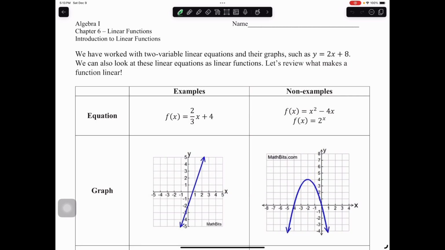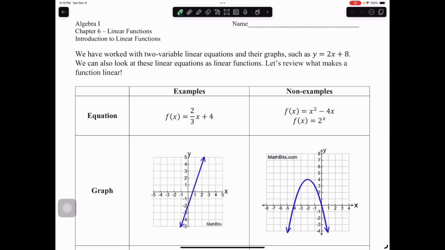Today's lesson is called Introduction to Linear Functions. So we're starting the new chapter. We have worked with two variable linear equations and their graphs, such as y equals 2x plus 8. We can also look at these linear equations as linear functions. Remember what a function is? Each input has one output.